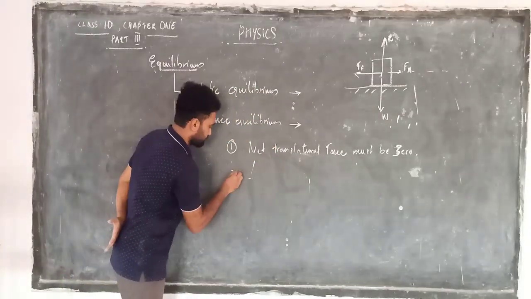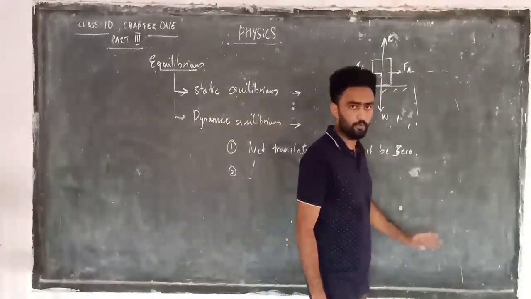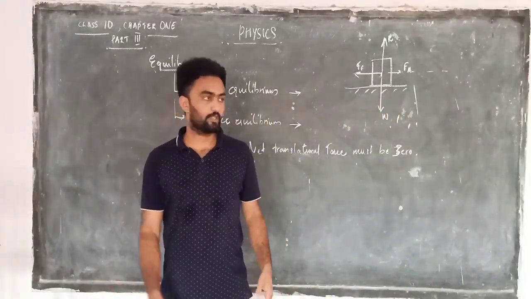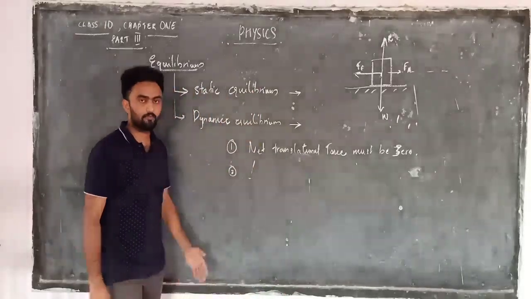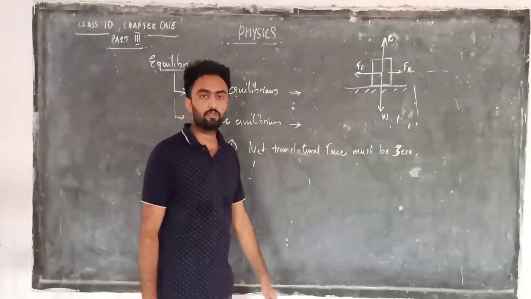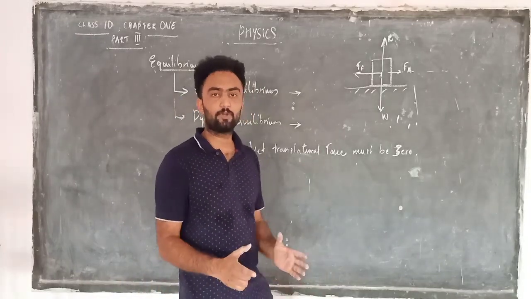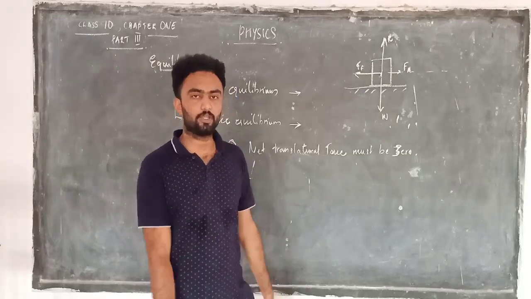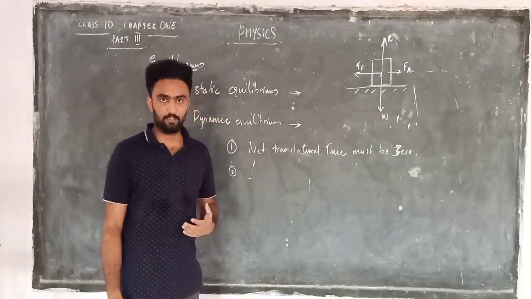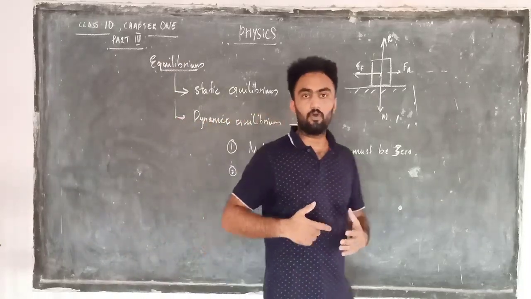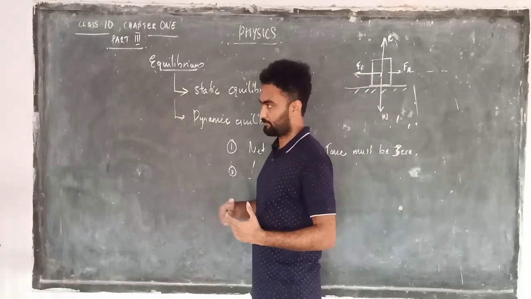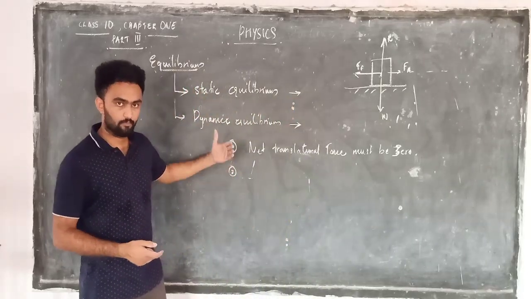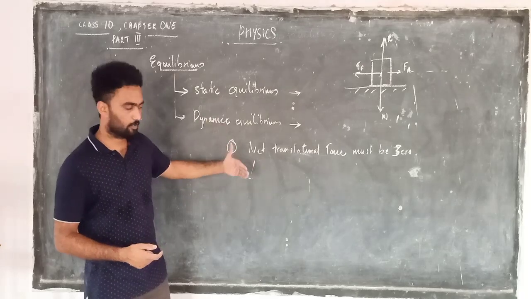And the second one: in the same manner as the translational case, for the rotational concept, which means when a turning effect is taking place, that time also we can bring in the equilibrium condition. So if the net moment taking place on a particular rigid body is zero, then we can say that body is in an equilibrium state, which means the sum of all the anti-clockwise and clockwise moments taking place on the body is zero, then we can call it an equilibrium body. Clear?